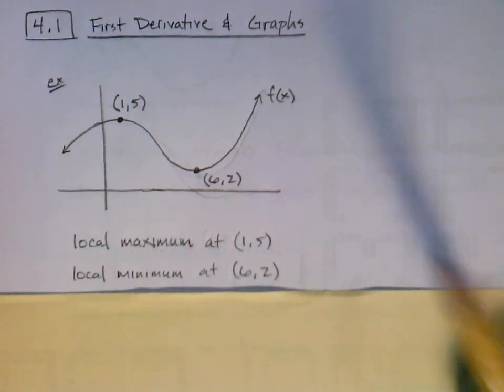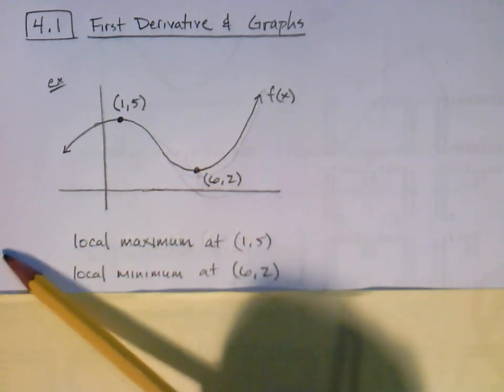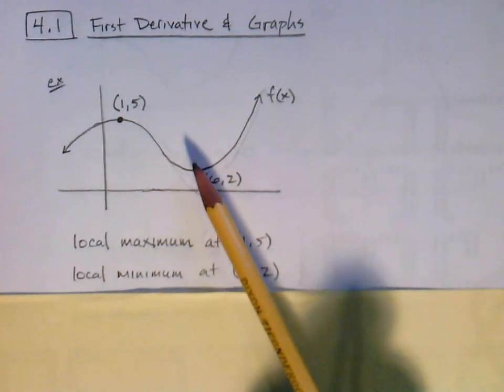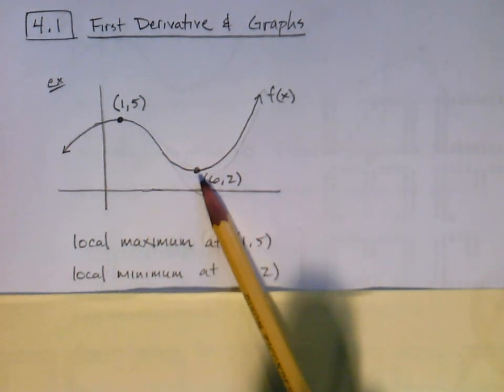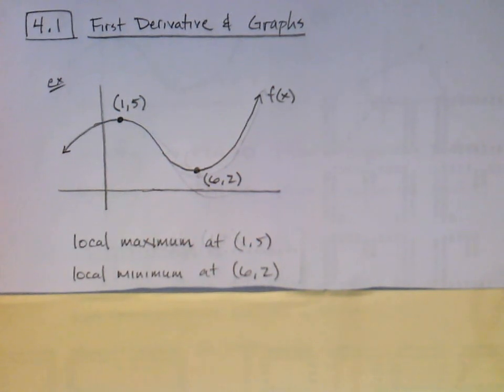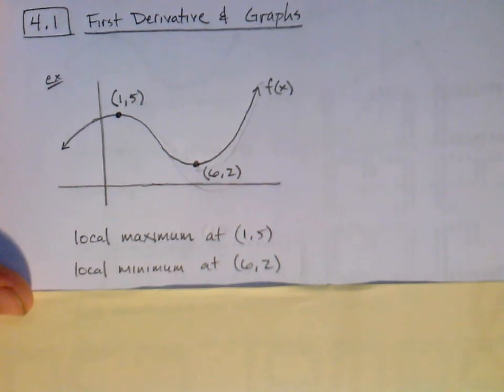We're not saying it's the smallest point on the entire graph. If we kept extending that, it keeps going down, but compared to the points that are nearby, locally, this is the smallest one. It's the local min. Okay, so those are nice. We're going to study these here in 4.1.